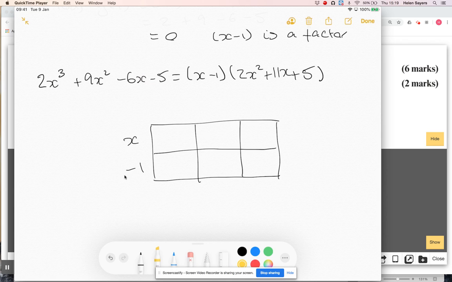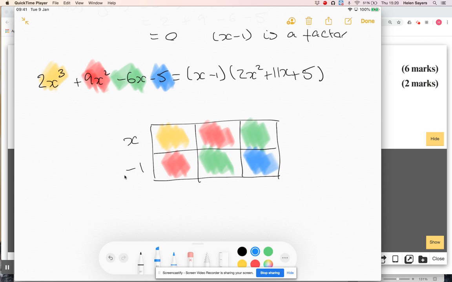Let's do a little bit of colour coding. So when I'm filling my grid in, that's going to be the only cubed term. They will both be x squared terms. They will both be x terms, and that will be the constant. Okay, and it is exactly the same reasoning that we used when we did it by inspection.